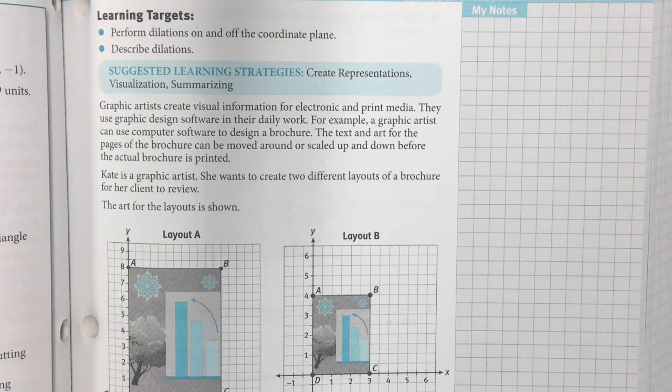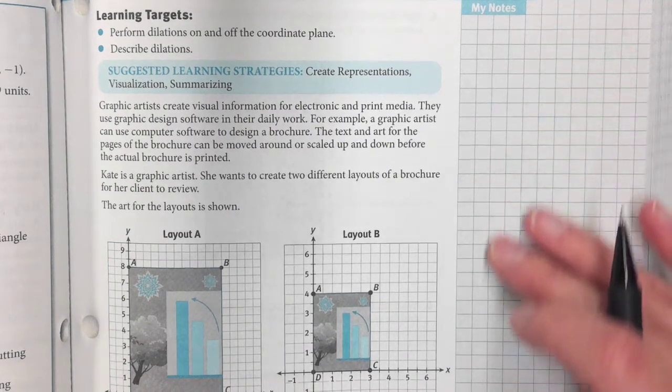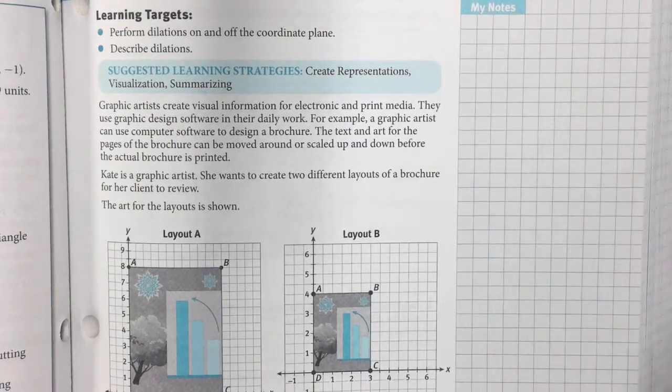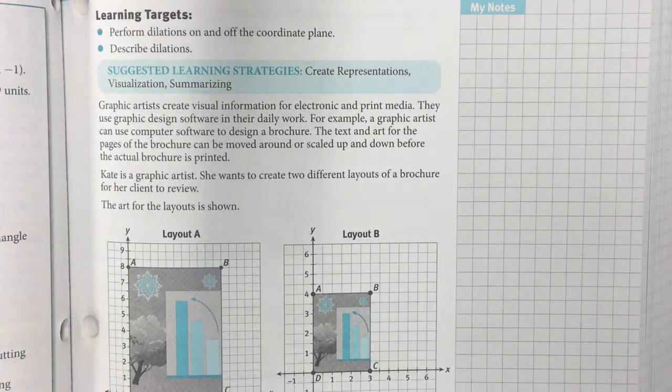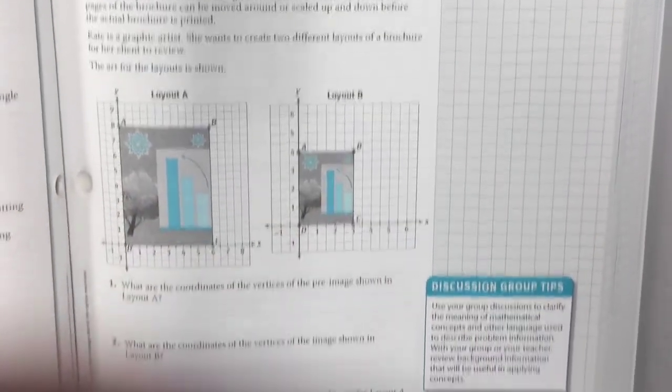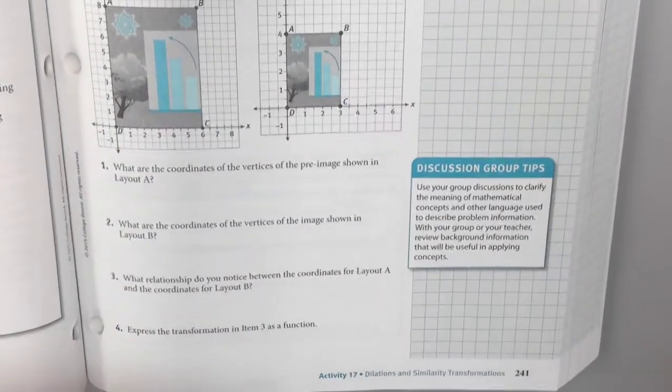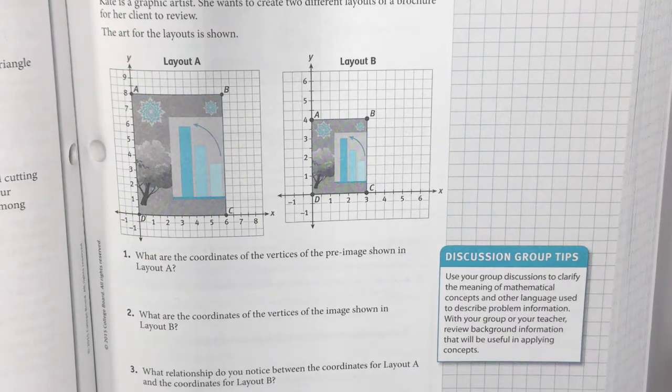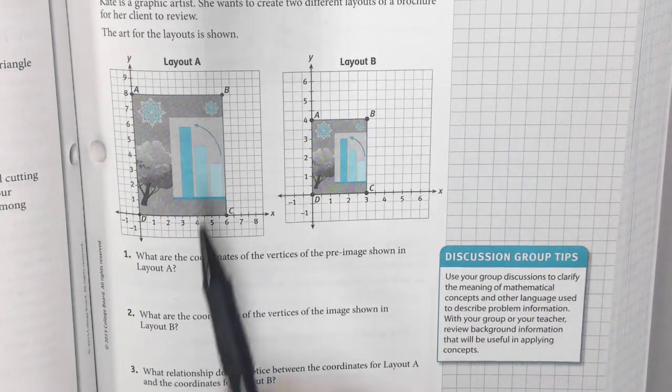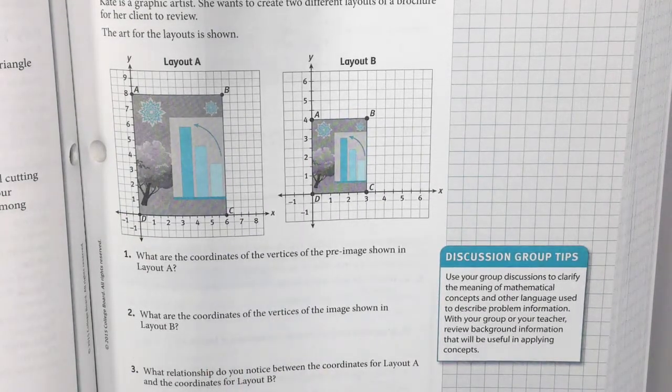Some of them we're going to create on our own, but it's really nice to have the graph paper grid on the side, so that's why I'm going to be using our book for the location of our notes. So we're going to start off with these two pictures showing up on page 241. We're taking a look at layout A versus layout B.